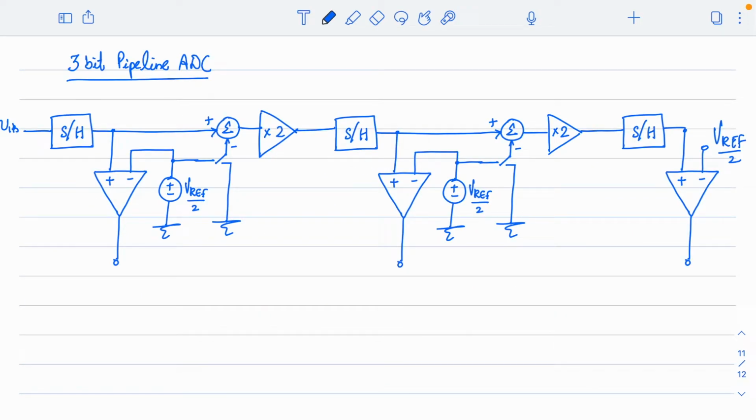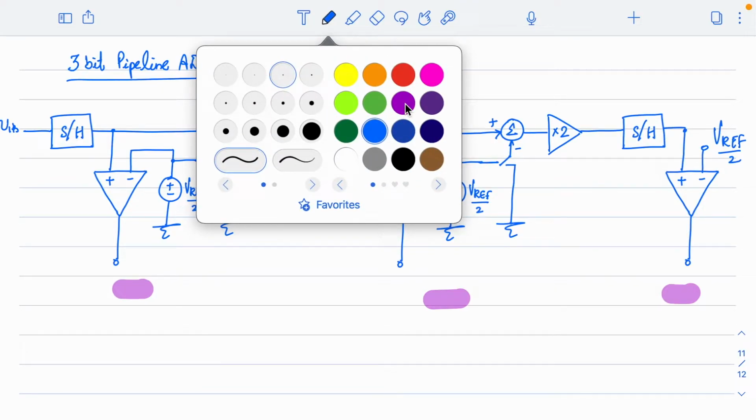What you can see on the screen now is the architecture for a 3-bit pipeline ADC, where you can see 3 stages. This is stage number 1, this is stage number 2, and this is stage number 3. All right. You will also see that all the blocks like sample and hold and comparators are the main blocks, and one input of the comparator is always connected to Vref by 2. To pass the output of the first stage to the second stage, you will have a summer and an amplifier, right? So let us see how this works, and based on that we'll have further discussion.